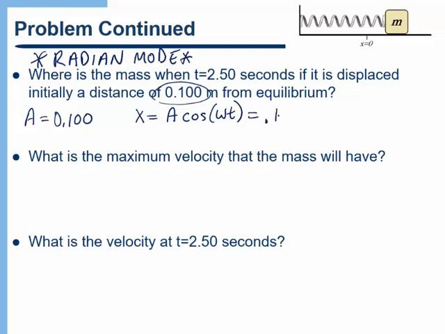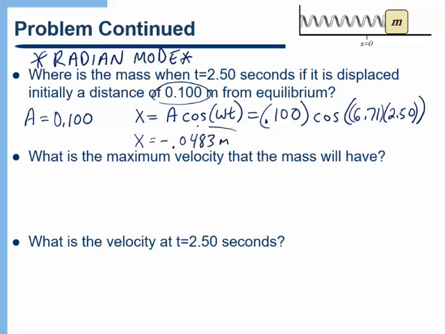So we have 0.100 times the cosine of 6.71, which is our value for omega, times the time, which is 2.50. And when I calculated that, I got negative 0.0483 meters. Notice I'm being careful with my sig figs here. Everything is to 3 significant figures.